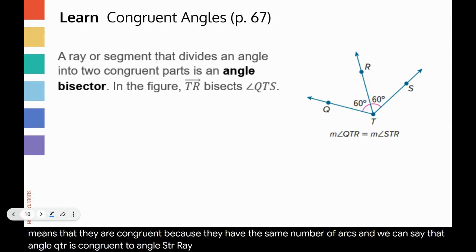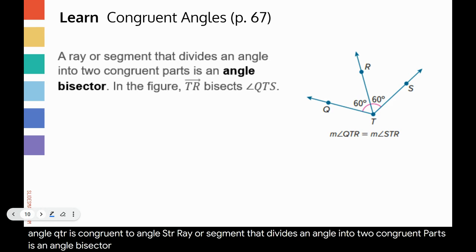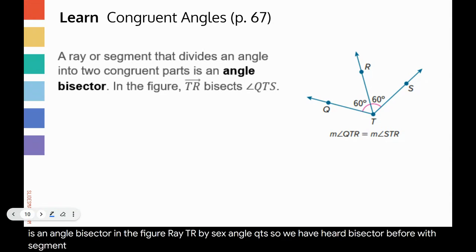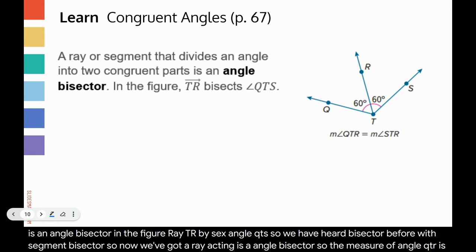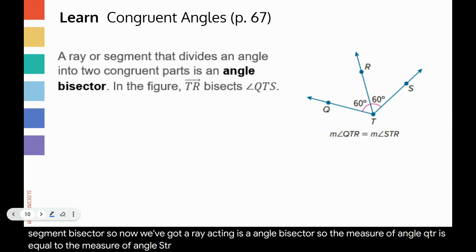A ray or segment that divides an angle into two congruent parts is an angle bisector. In the figure, ray TR bisects angle QTS. So we have heard bisector before with segment bisector. Now we've got a ray acting as an angle bisector. So the measure of angle QTR is equal to the measure of angle STR, and they are both 60 degrees. So ray TR is an angle bisector. It cuts it in half.